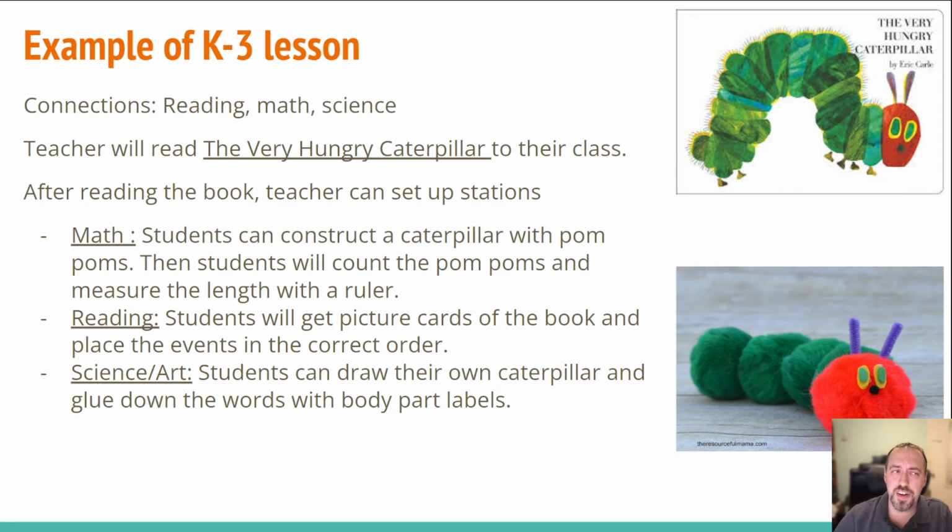Here's an example of a cross-curricular activity for kindergarten. This lesson makes connections between reading, math, and science. First, the teacher reads the book to the class. Then, at the math station, students will create a pom-pom caterpillar, count the pom-poms, and measure its length. At the reading station, they'll sequence picture cards from the story. And lastly, in the science art station, they'll draw and label their own caterpillar, linking art with scientific concepts.